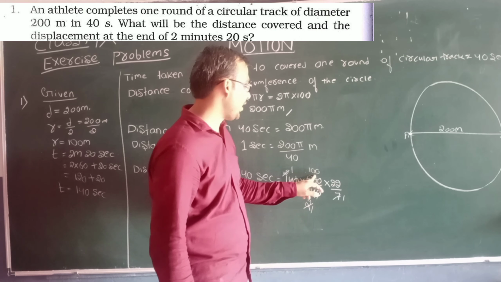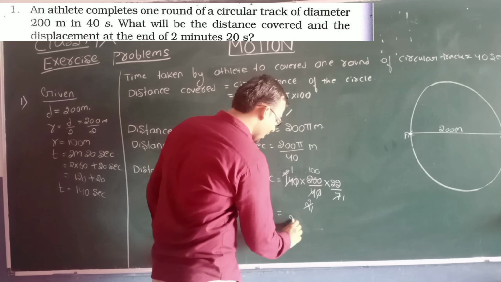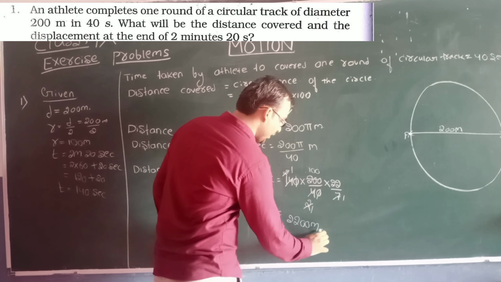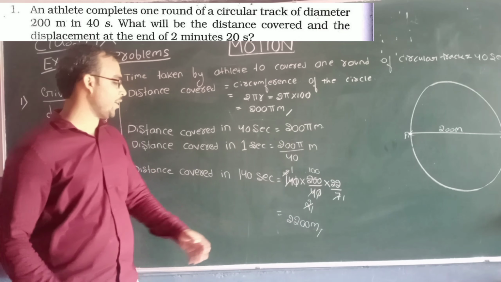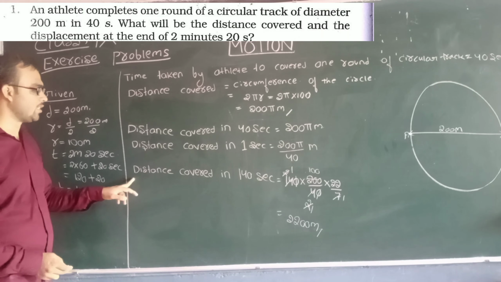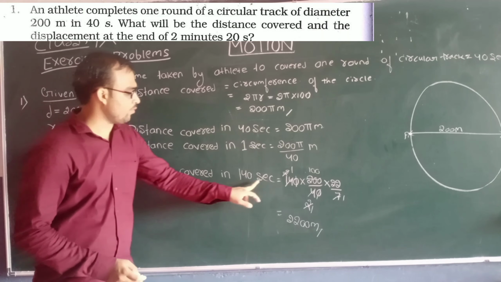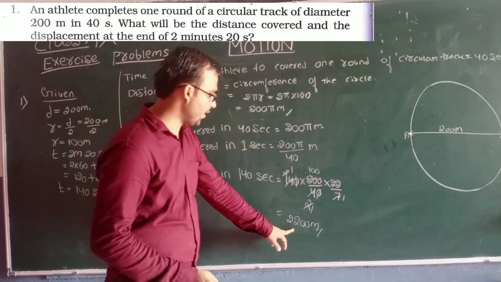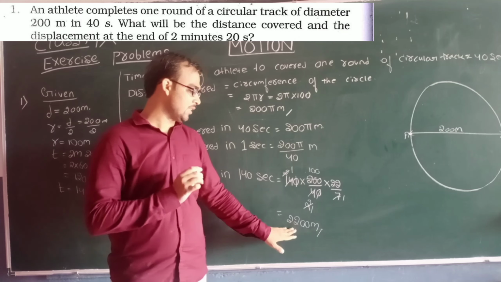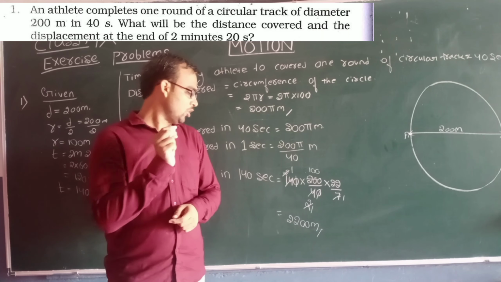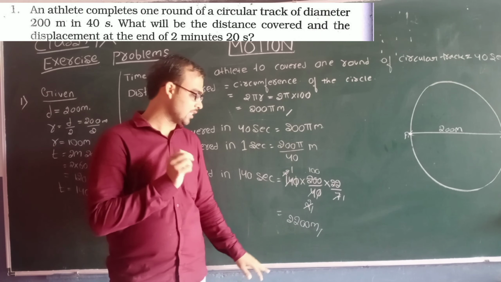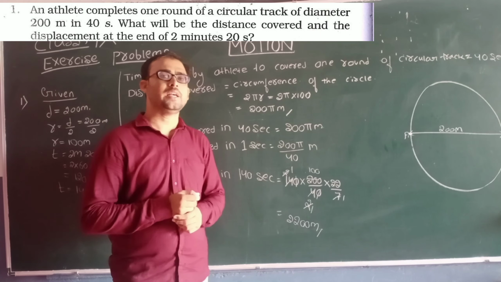So now, 100 into 22 is what? 100 into 22 is 2200 meters. So look at here, what is the distance covered? Distance covered in 140 seconds is 2200 meters. So this is the distance that the athlete has covered in 2 minutes 20 seconds.